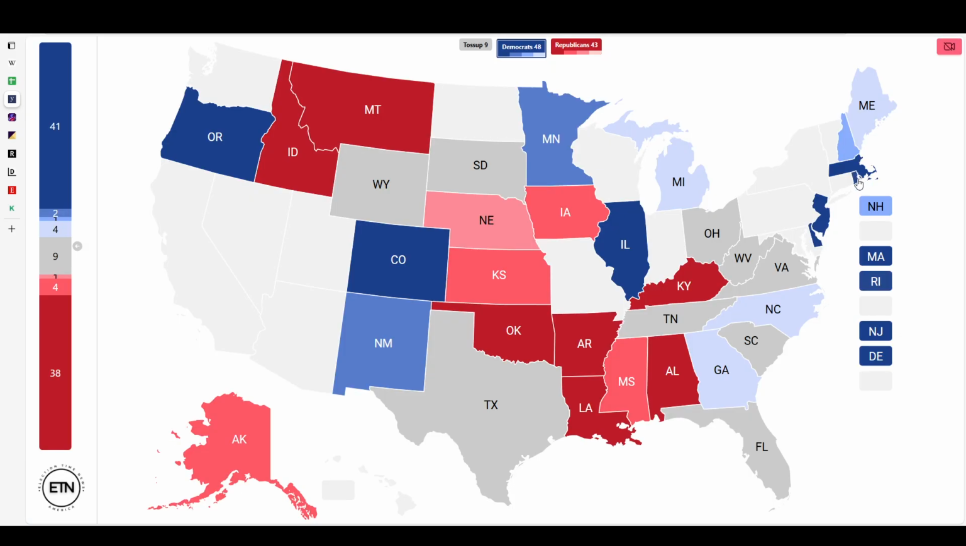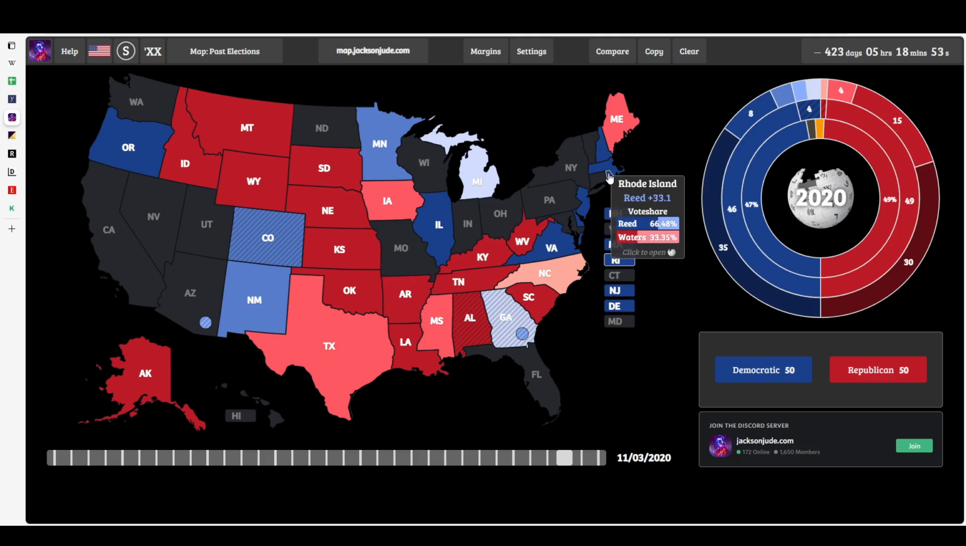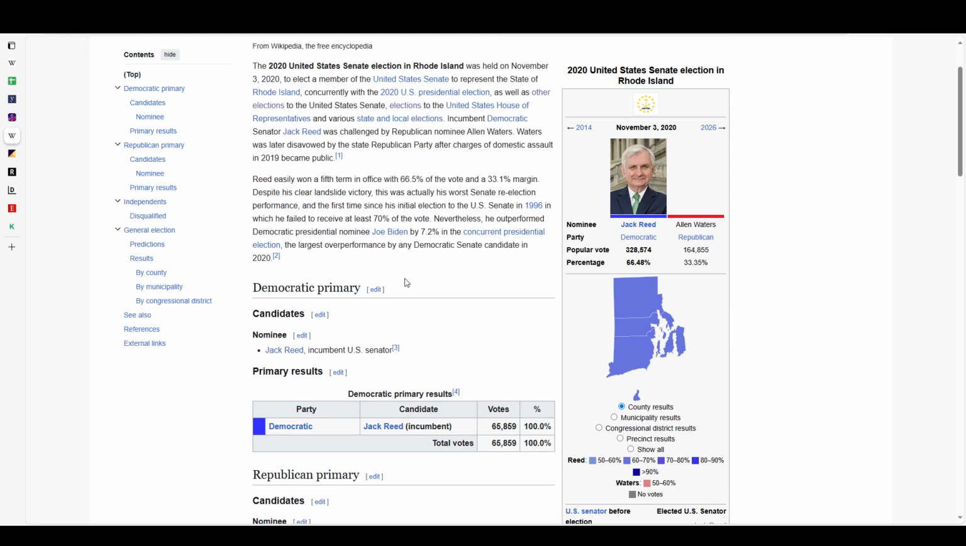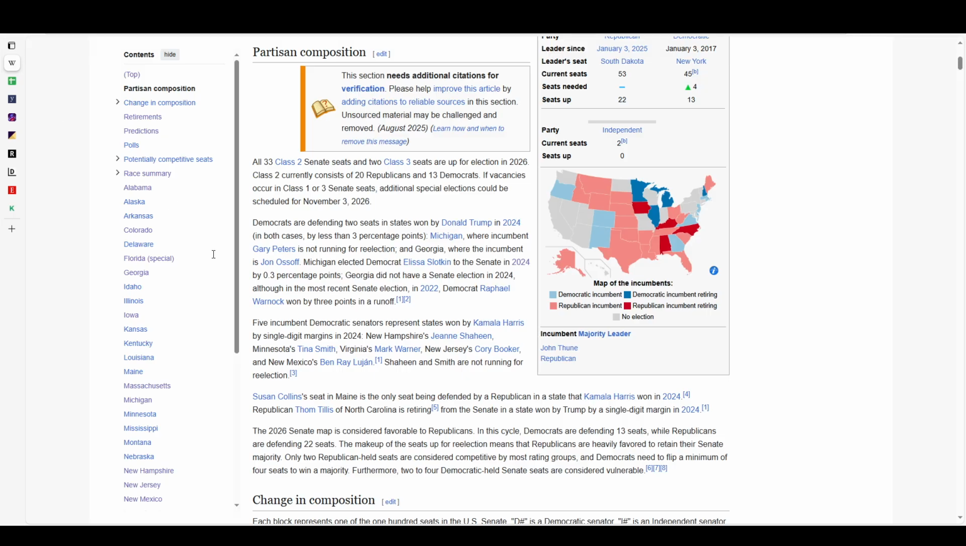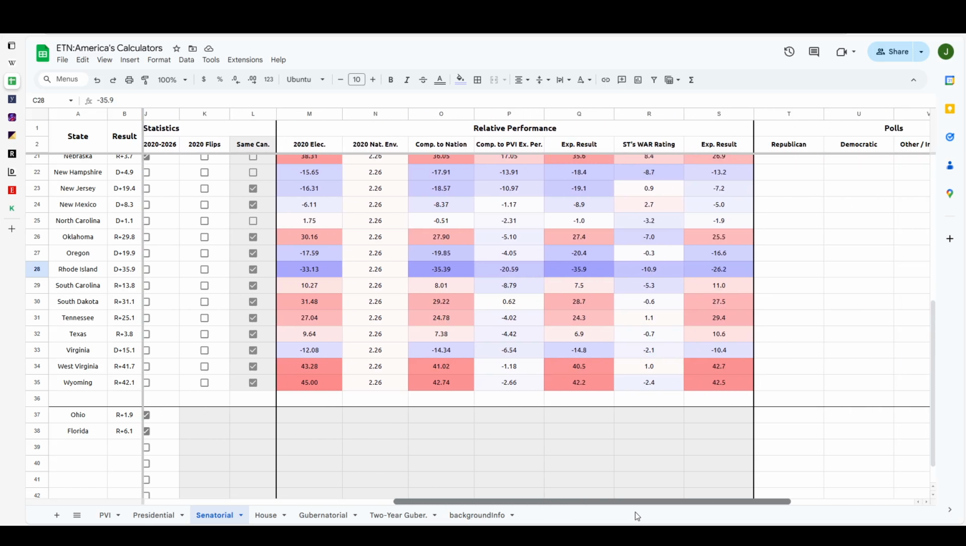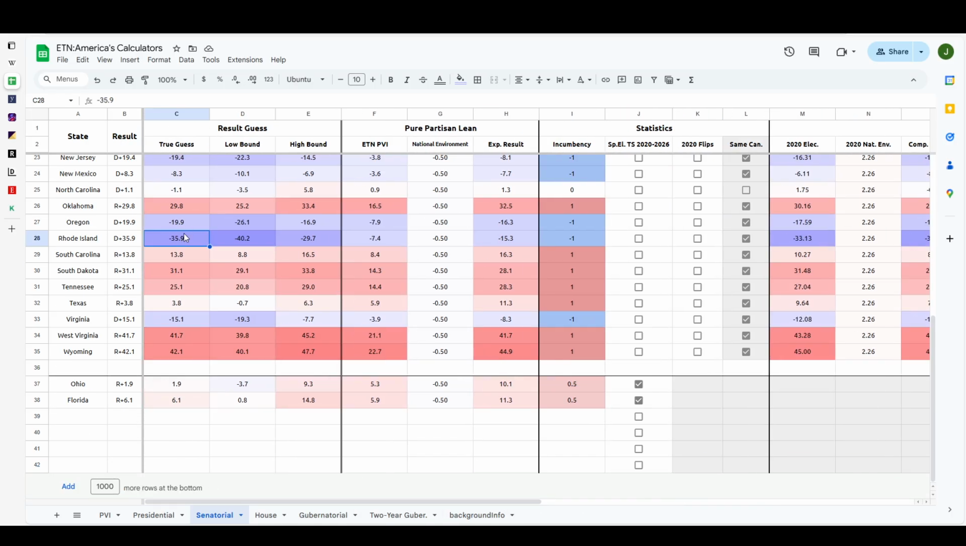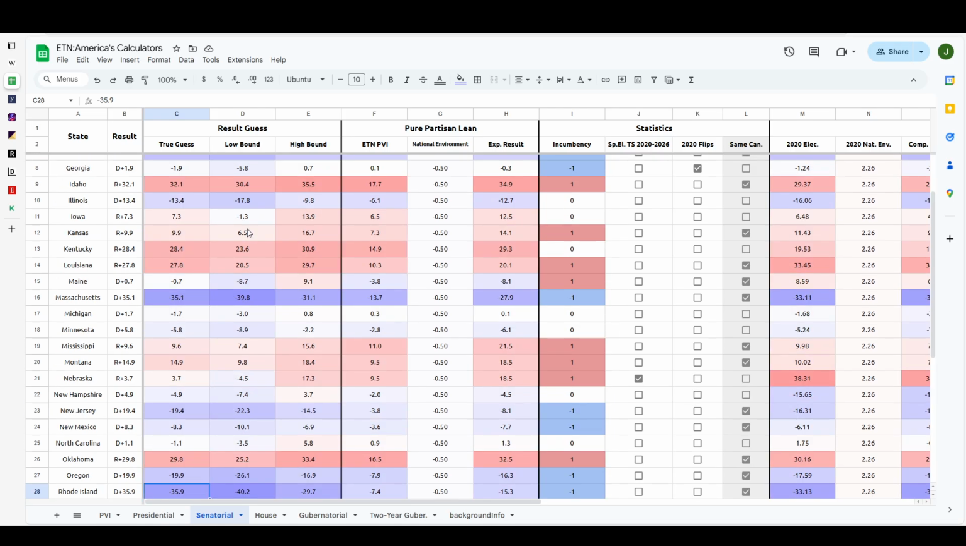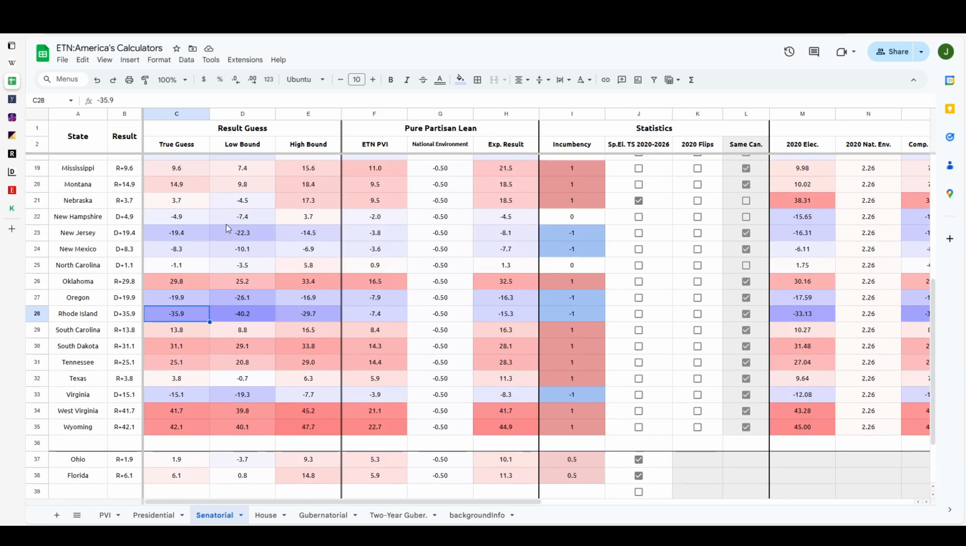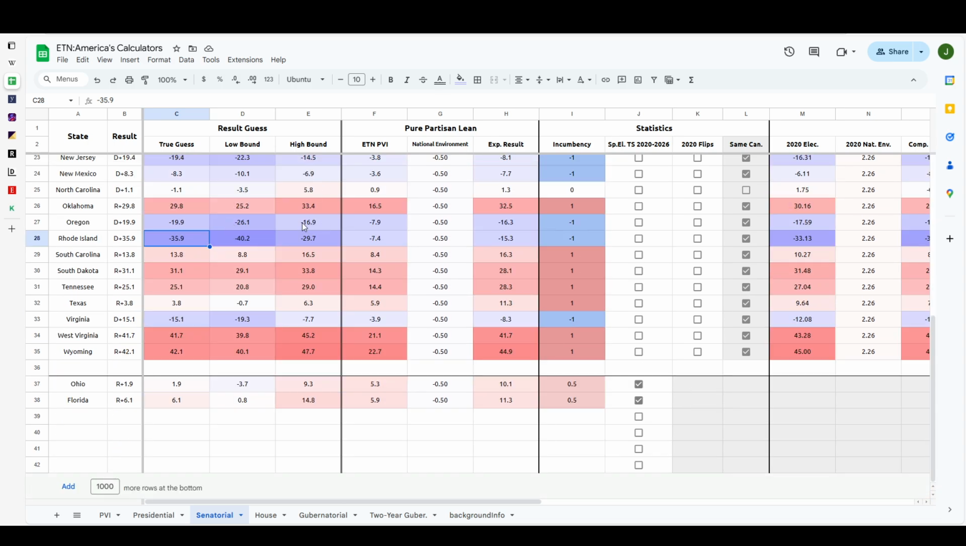Rhode Island, 36 points, a very strong overperformer in Jack Reed. He wins by huge amounts. Even on the same ballot as Joe Biden, he overperformed by 7. And in general, on that ballot, he overperformed by 20.6%. And the war rating is minus 10.9. So somewhere between 36 and 26 is the expected margin. Somewhere around 36 is the higher bound there. Now the low bound is the lower number for margin, so that means more towards Democrats. The high bound is the higher number, which means more towards Republicans.